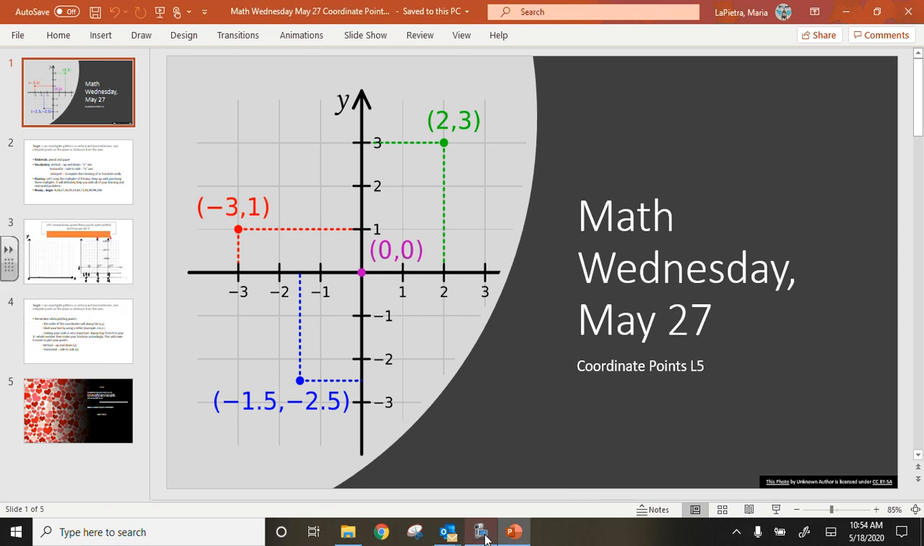Okay, good morning. It's Wednesday, May 27th. We're going to be doing coordinate points again. This is lesson 5, and we'll be reviewing what we did yesterday and keeping up with our vocabulary as well.